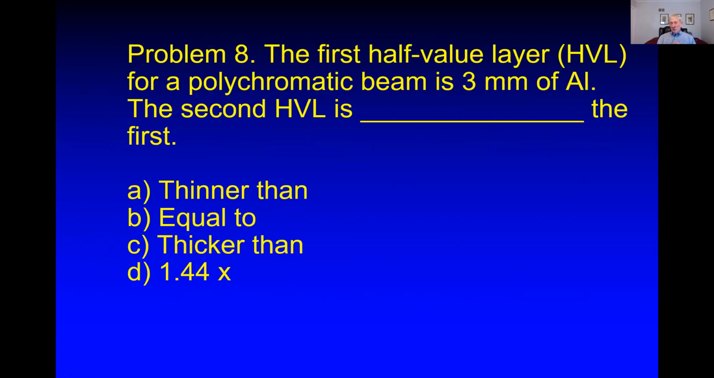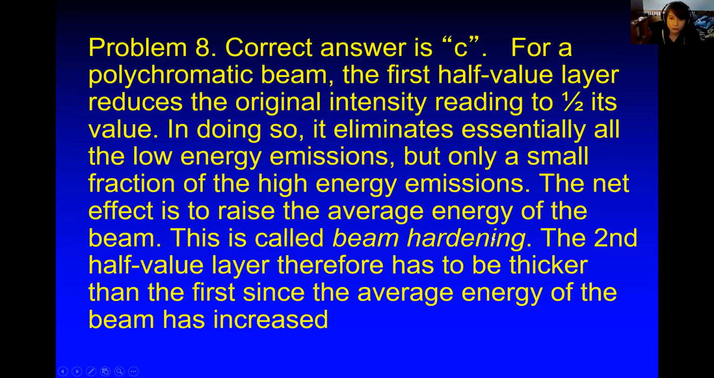The first half value layer of a polychromatic beam is 3 millimeters. What can we say about the second half value layer? Thicker, thinner, equal to? Thicker. Got to be thicker, 100%. The layers, each is thicker than the one before it. And here's a very lengthy discussion of that. But the bottom line is we have beam hardening and it's going to be thicker.